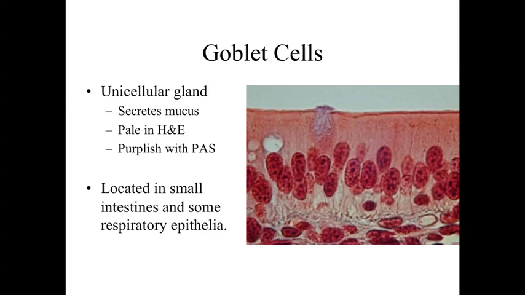We see lots of goblet cells in areas like the small intestine and some portions of the respiratory epithelia in the upper portions of the respiratory tract.